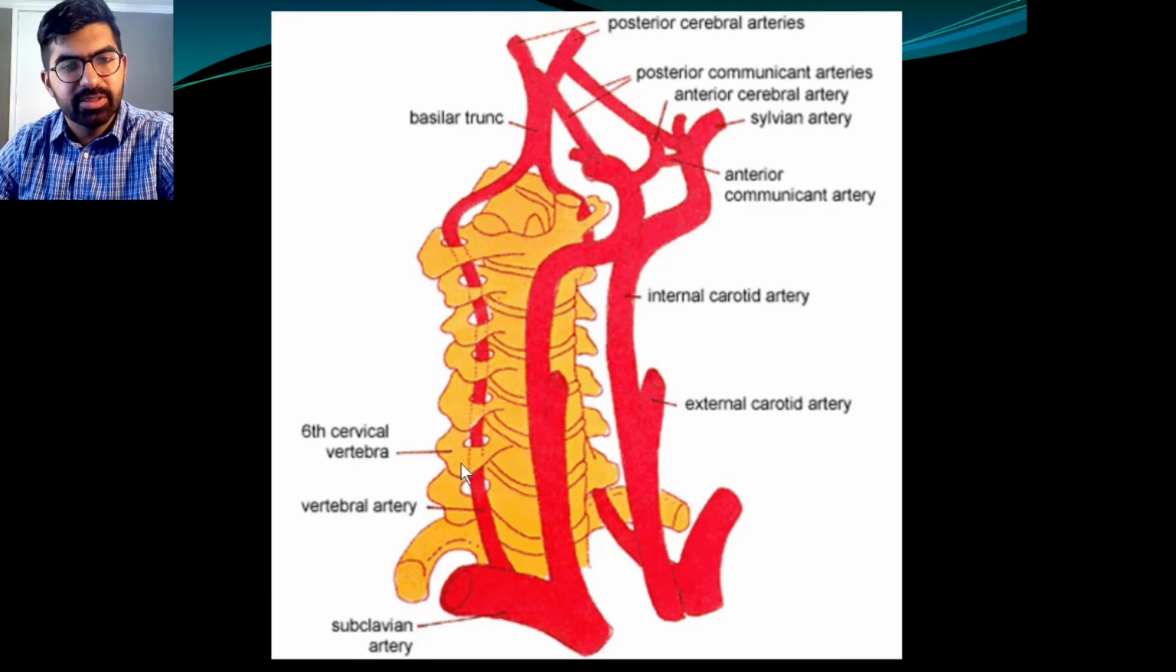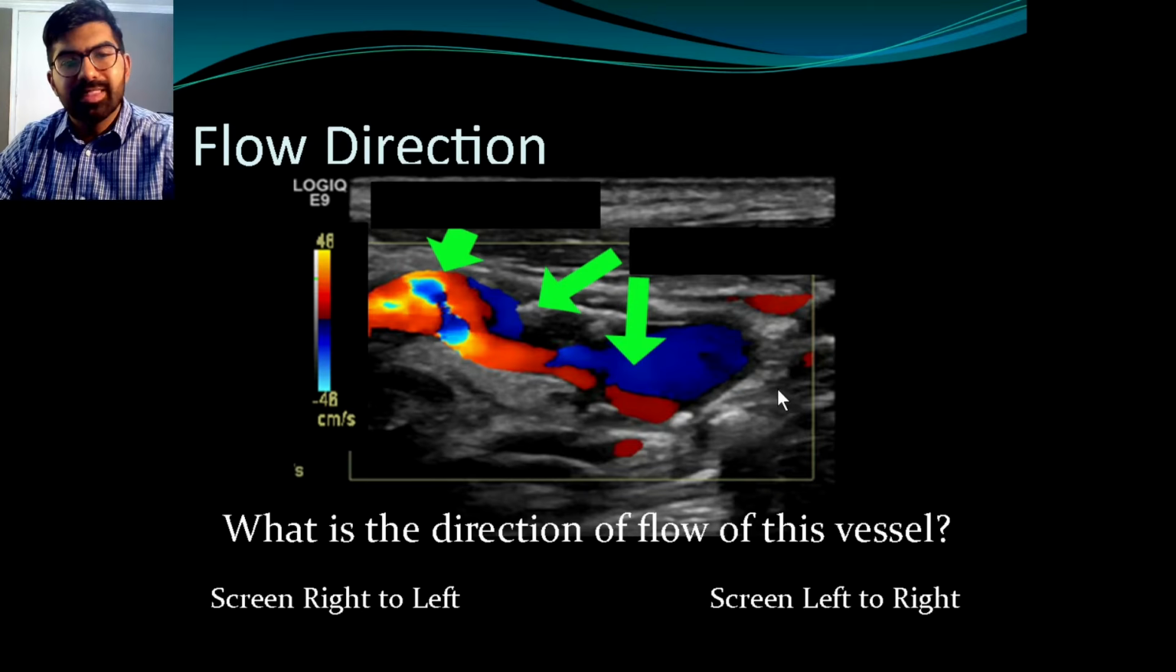And again, you can see the transverse processes here, and that's what you're seeing in those previous images. So, a little bit more complicated question, but what is the direction of flow of this vessel? Okay, so take a close look at this. You can see there's a lot of different colors going on. Is it screen right to screen left, or is it screen left to screen right?